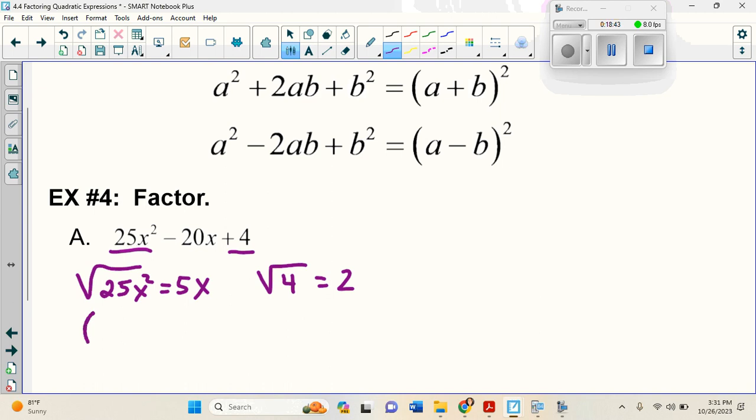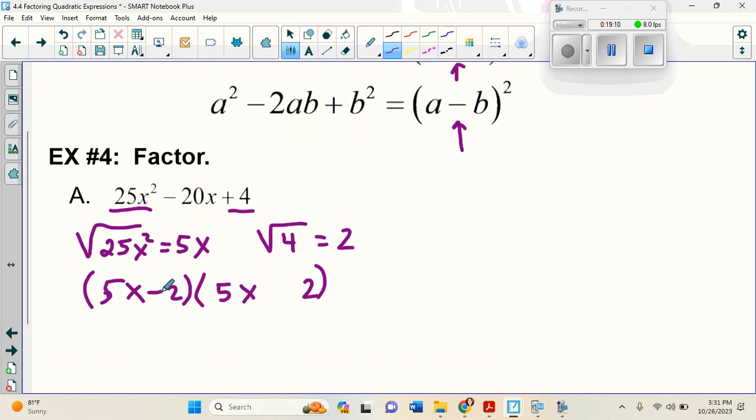I may be able to factor this as 5x and 5x, 2 and 2. Okay, if it indeed is a perfect square, it has to have the same sign. So am I going to put a plus sign or a minus sign? -2 times -2 is +4, just like +2 times +2 is 4. But if I make this negative, when I distribute, that would become a -10x and a -10x. And I will get that -20x.